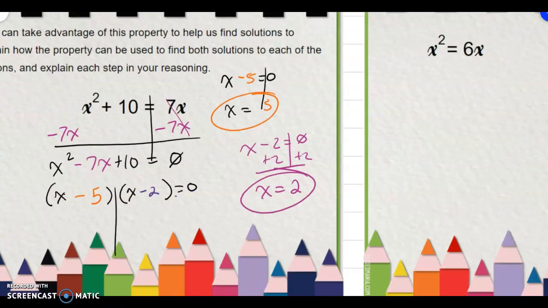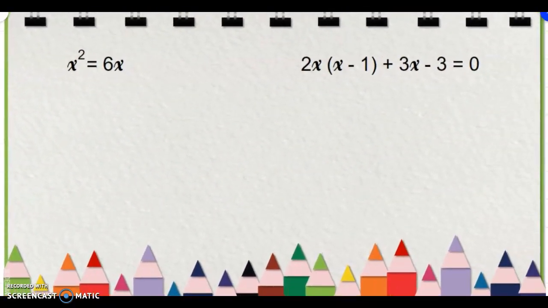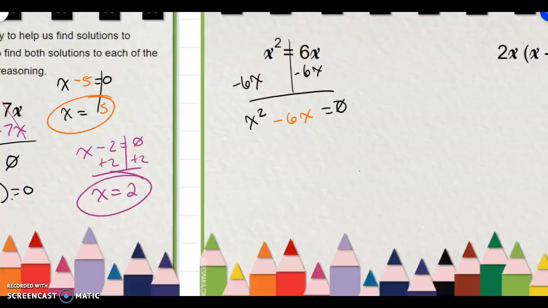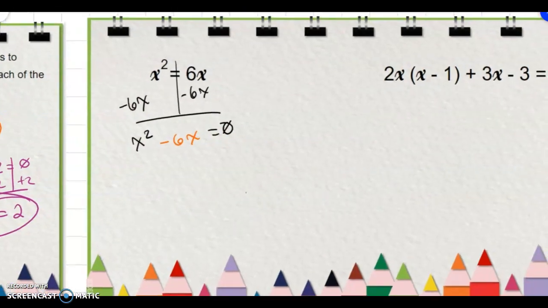Let's try another one here. Oh, look at this. So I need to do the same thing. I want to set this equal to 0, meaning I need to get rid of my 6x. So now I have my equation x squared minus 6x equals 0. So in this case, I don't have any number after, meaning I can't multiply. So there's no C option. Like back here we had 10 as our C, we don't have a 10.